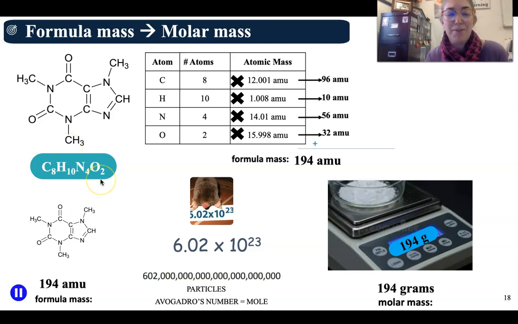Alrighty, so we can write out the chemical formula for a substance. Like C8H10N4O2, this is actually caffeine. It means it has 8 carbons, 10 hydrogens, 4 nitrogens, and 2 oxygens.